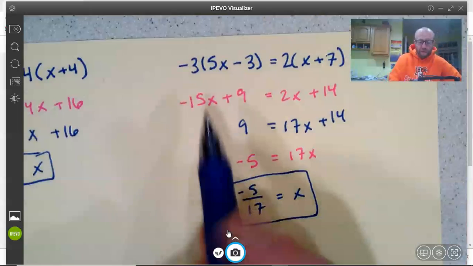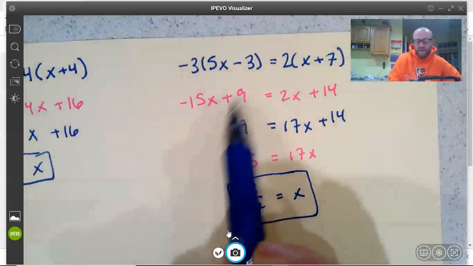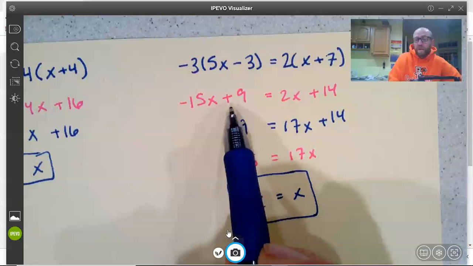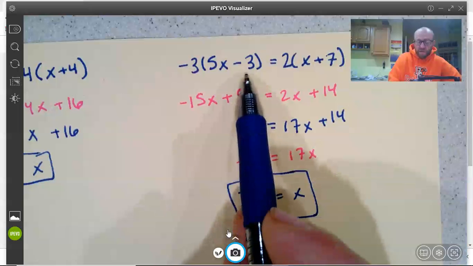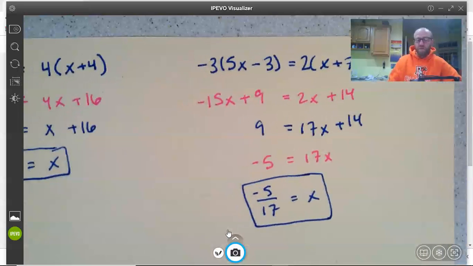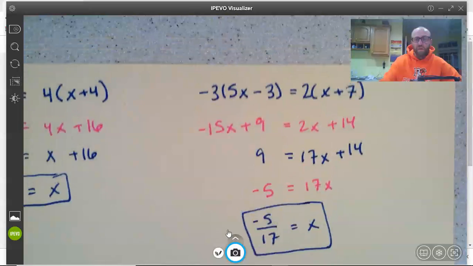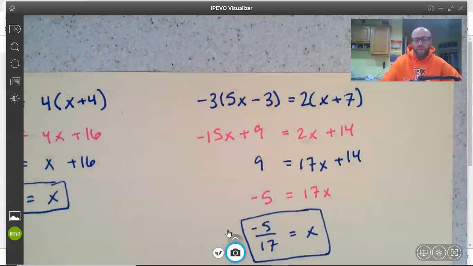One thing to point out about here, notice when you're doing distributive property, if there's a negative outside and a negative inside, they multiply together to make a positive. So we can think of this as a negative 3 inside the parentheses. Sometimes it helps to think of it that way. And that is solving equations with variables on both sides and using parentheses.